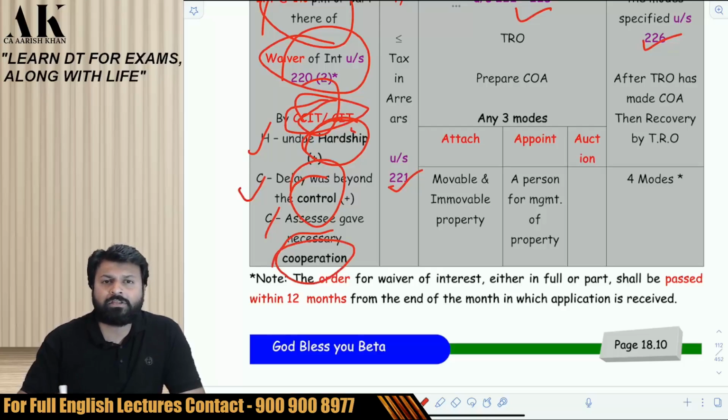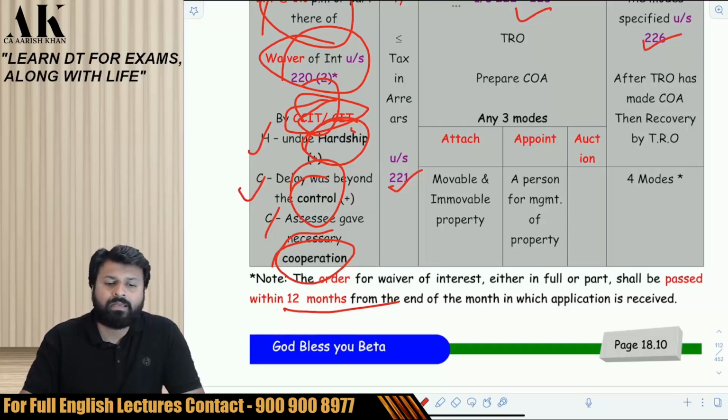So you have to make an application, you have to prove this condition. That delay was beyond control, there will be undue hardship if interest is charged on me, and I have always cooperated with the department. Then the CIT will pass an order within 12 months and will decide whether to accept the application for waiver or whether to reject the application for waiver. It will decide within 12 months.